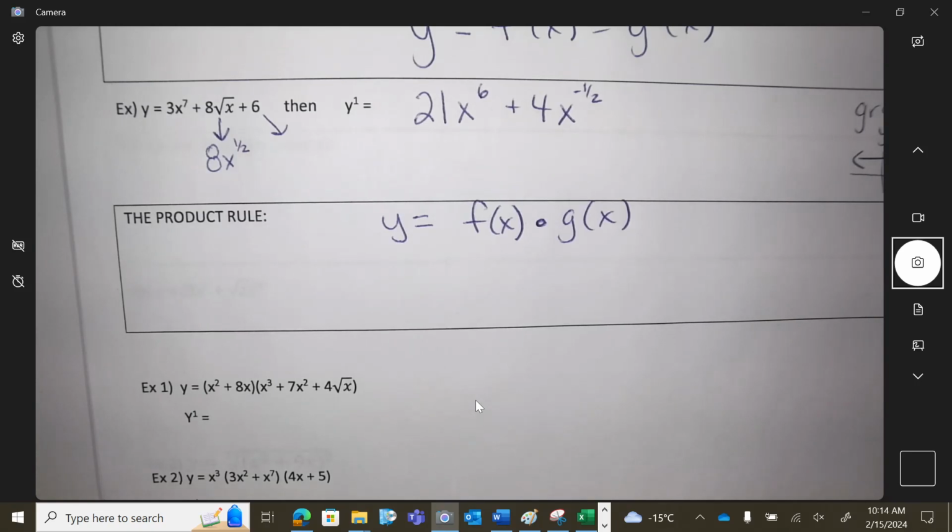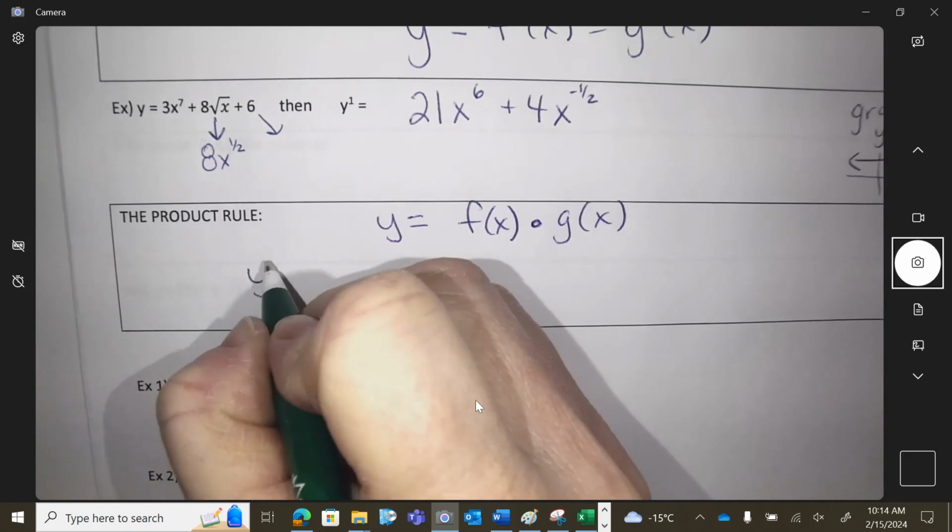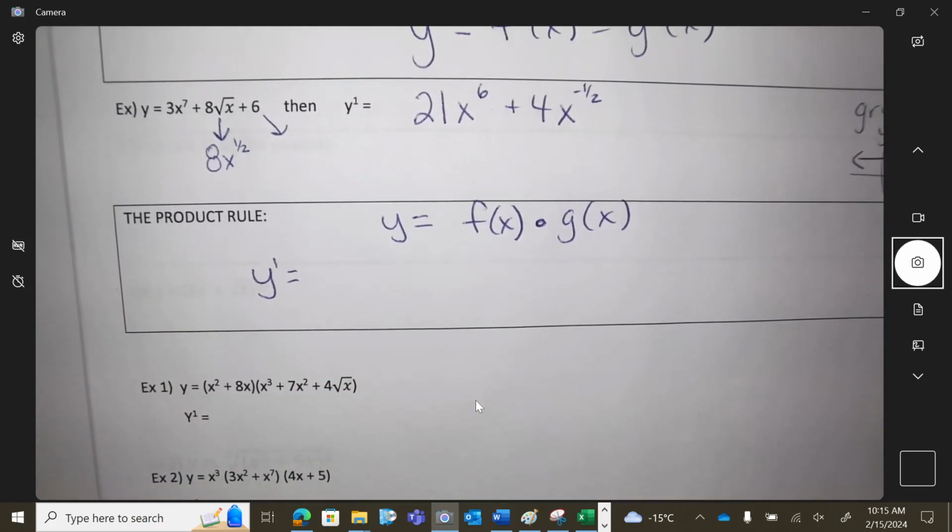Okay, here you go. Ready? It's a little bit longer, so I'm going to give myself a little more space.